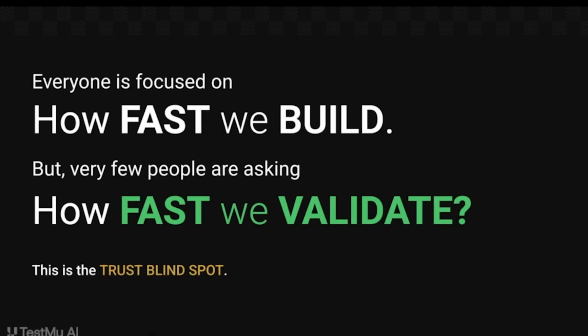Everyone is focused on how fast we are building, but very few of us are asking the real question: how fast we are validating. How are we able to trust an application that was built by a set of autonomous agents and deployed by another set of agents? How are we able to trust that a feature or a page developed by an agent is doing what it is supposed to be doing without any human intervention? This is the exact blind spot that we are targeting today.